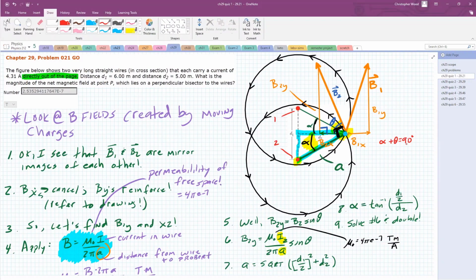Or would it be alpha plus theta equals 90? Because you have to include that entire angle, right? Well, that's where my drawing might not be incredible. Let me make my drawing a little bit easier. Okay, so all I'm saying right here is this alpha that I'm drawing in purple plus this theta that I'm now drawing in purple, those two add together to equal 90. Which is what I have here.